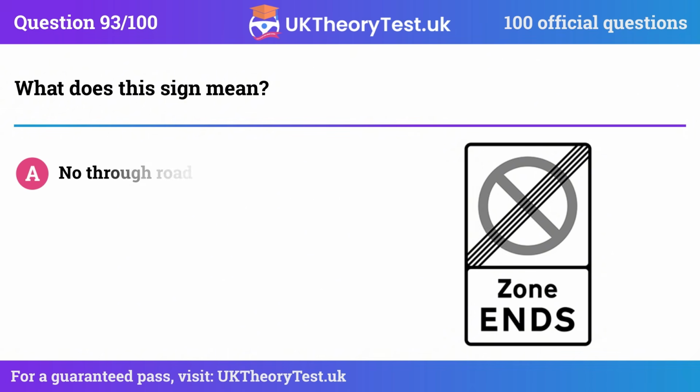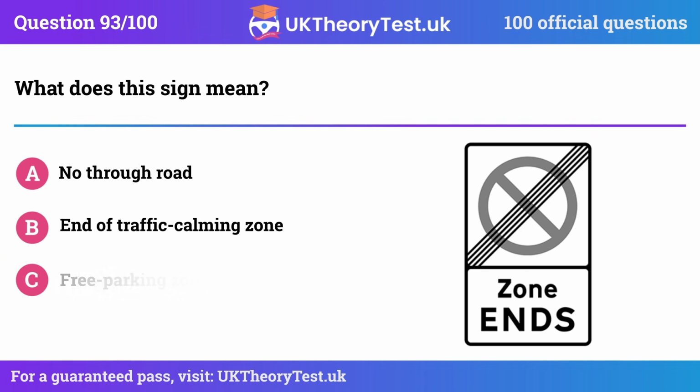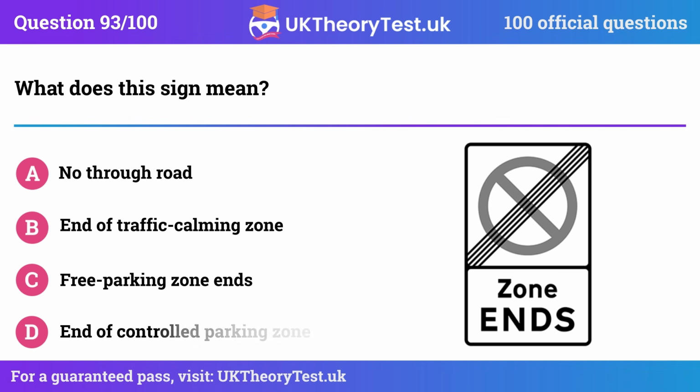A. No through road. B. End of traffic calming zone. C. Free parking zone ends. D. End of controlled parking zone.